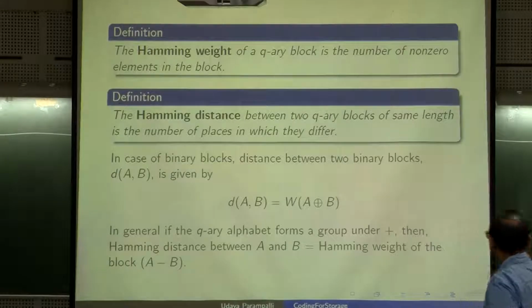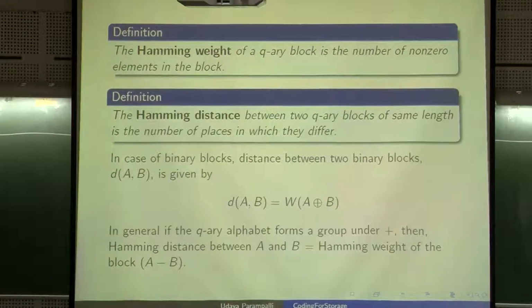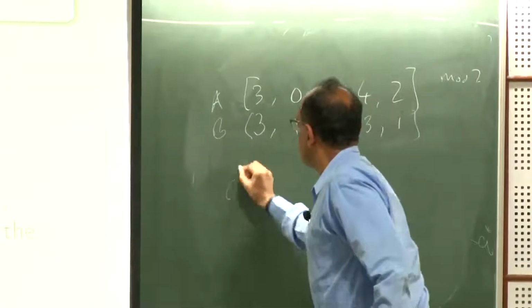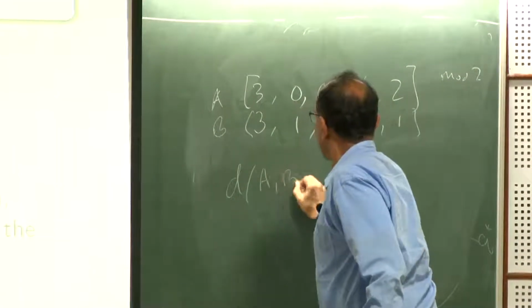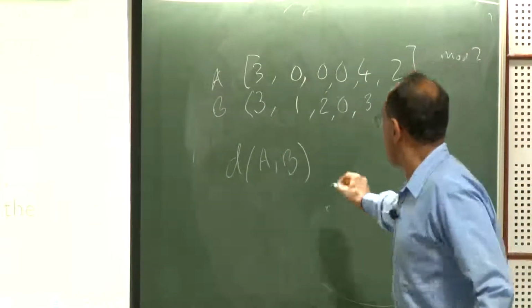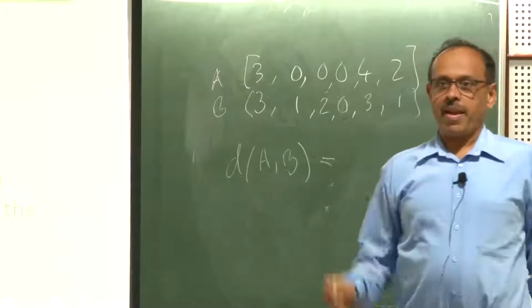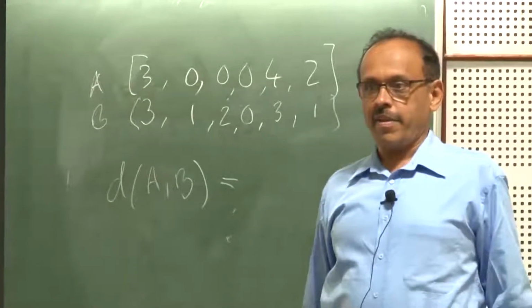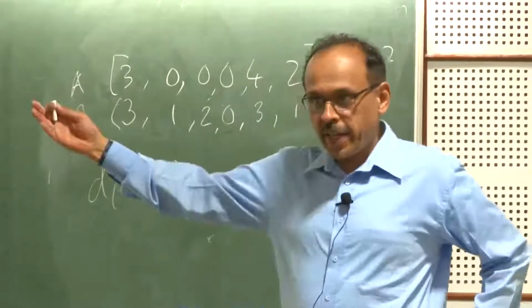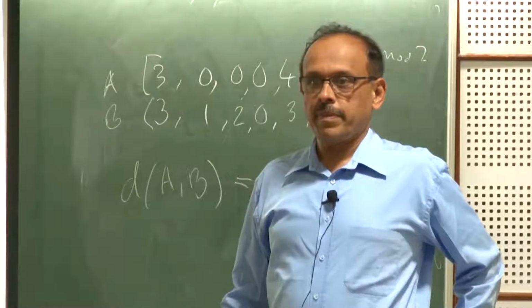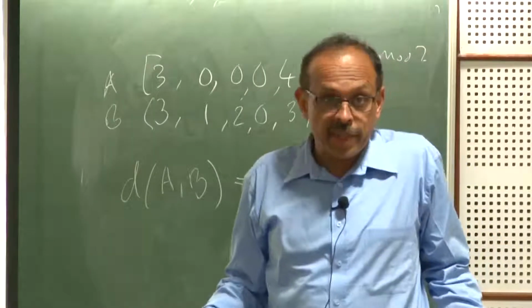Now you can also generalize this result. What could be the result here? Can you write the distance between A and B when it is defined over a general finite field? For the binary field I have given it there. Any idea? I can do the modulo 7 arithmetic.